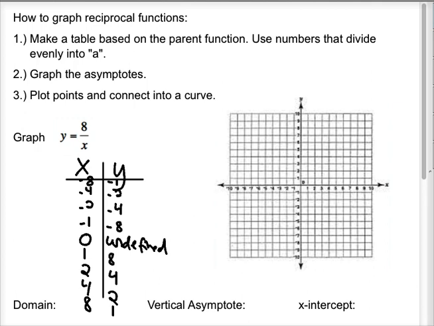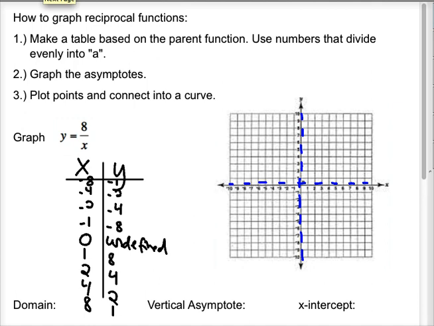Now, before I even get started, it's convenient if I put my asymptotes on right away, okay? Because that'll show me where my graph is approaching. So I'm going to put both asymptotes on before I even start plotting points. I put those on. And now all I have to do is plot those points.